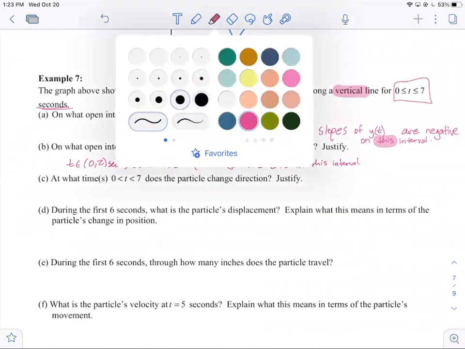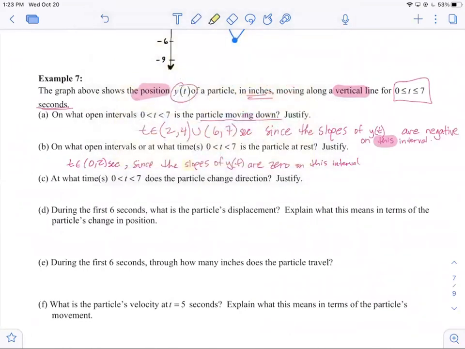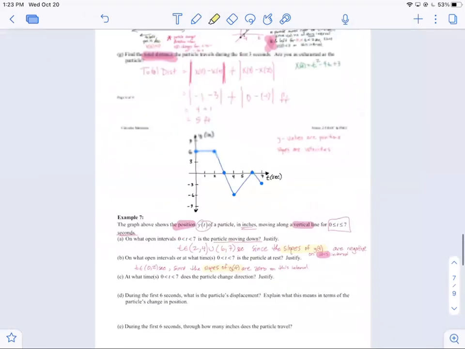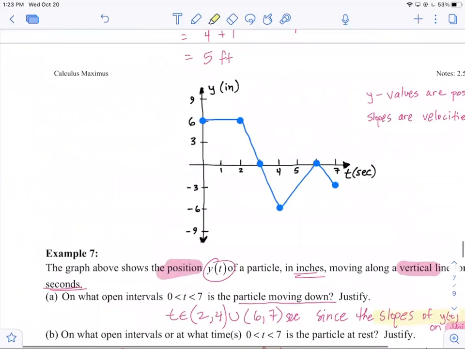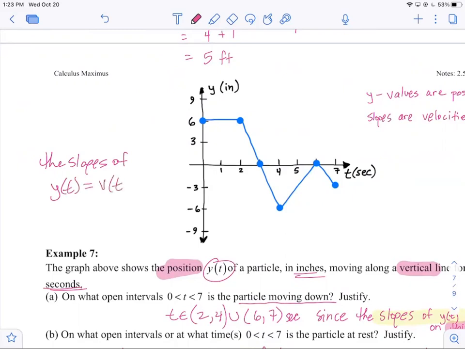Now, it is a little bit of writing, I'll admit that, to say the slopes of y of t every single time. The slopes of y of t, the slopes of y of t. If you want, not for your own benefit, but for the benefit of the reader, one time at the top, you could just say the slope of y of t equals v of t.